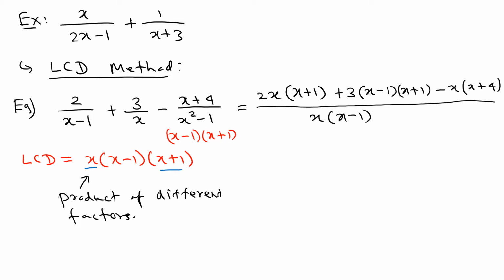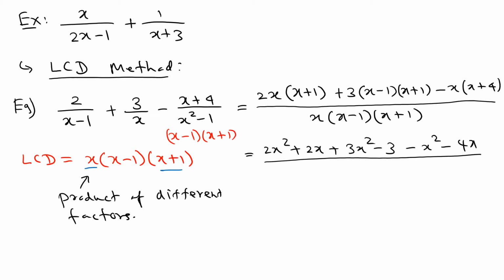So x minus 1, x plus 1. Now we're going to simplify the top. We simply distribute, so you're going to get 2x squared plus 2x, and the next one, 3 times the product, so you're going to get 3x squared minus 3. The next one is negative x squared minus 4x. The bottom is still the same, which is x squared minus 1.